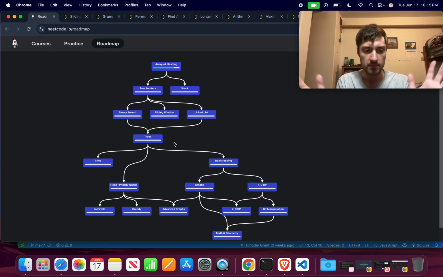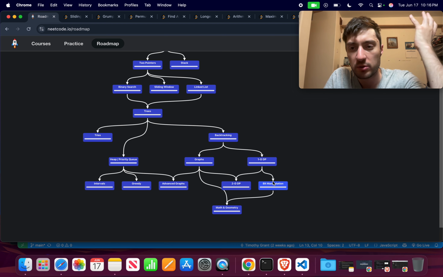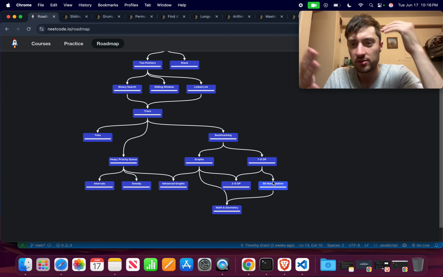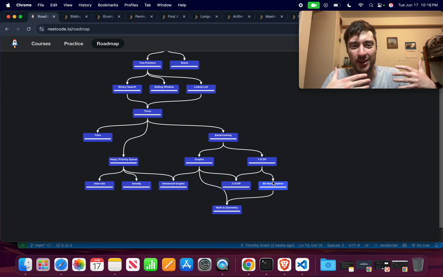Maybe there are ones like bit manipulation. If I'm doing embedded systems, which is my major and my job, maybe that's important, but I don't know. So I'll find out which ones are important and focus on those, but I want to get to the point where I'm confident in mediums.